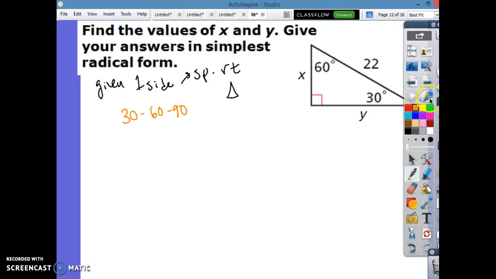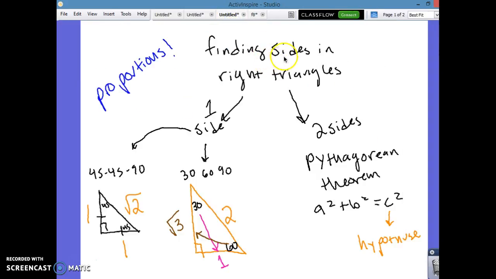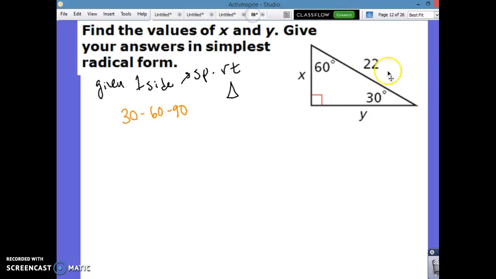Now, notice again, just like what we talked about in our flow chart, we found we had a right triangle. We've said it had one side. It's a 30, 60, 90 triangle. Therefore, we need to label it with its general lengths, right here. So let's go through and do that.